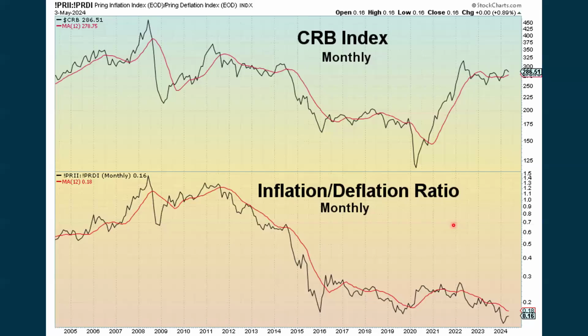Some inflation gauges that we look at. We have a monthly chart of the CRB index, which are commodities on top, and it's been seeing some weakness lately, but it's still above its moving average in the long term. We'll look at a daily chart later. Then down below is a ratio between inflationary areas versus deflationary areas. And this had been coming back up as the market was getting more concerned about inflation. And it's still going up, but it's slowing down a little bit here on this monthly chart.